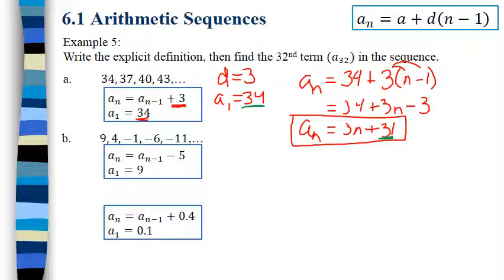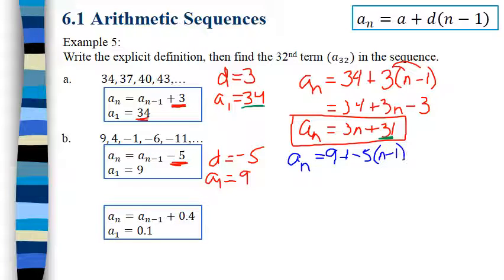Okay, let's try this one. We remember from the recursive definition that our common difference is -5, and our a sub 1 is 9. So let's put that into the explicit formula. Therefore, a sub n equals a sub 1, which is 9, plus -5 times n minus 1. So we distribute the -5, so we have 9 minus 5n plus 5. So a sub n equals -5n plus 14.